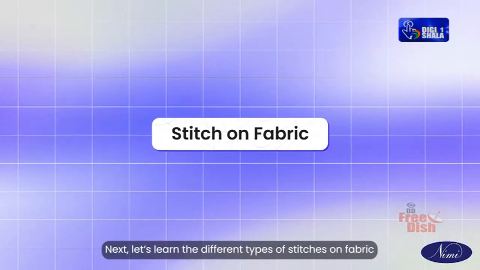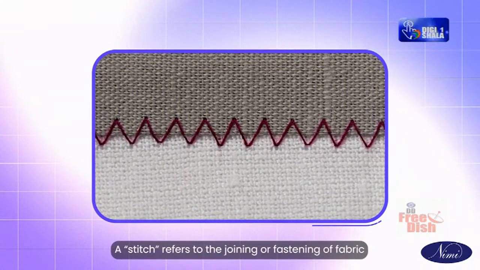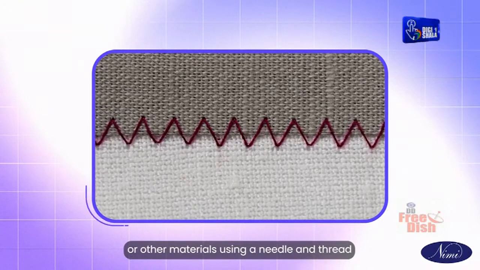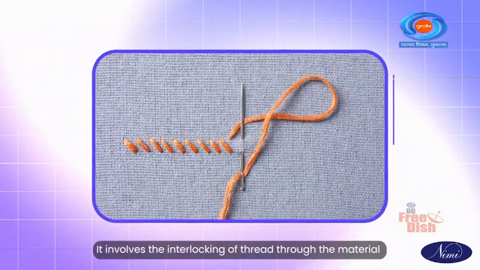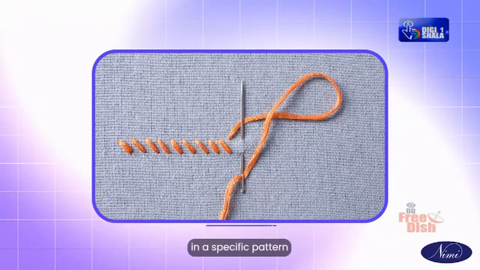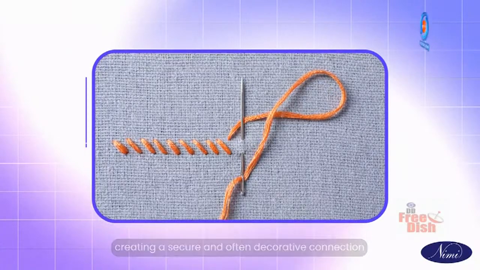Next, let's learn the different types of stitches on fabric. A stitch refers to the joining or fastening of fabric or other material using a needle and thread. It involves the interlocking of thread through the material in a specific pattern, creating a secure and often decorative connection.